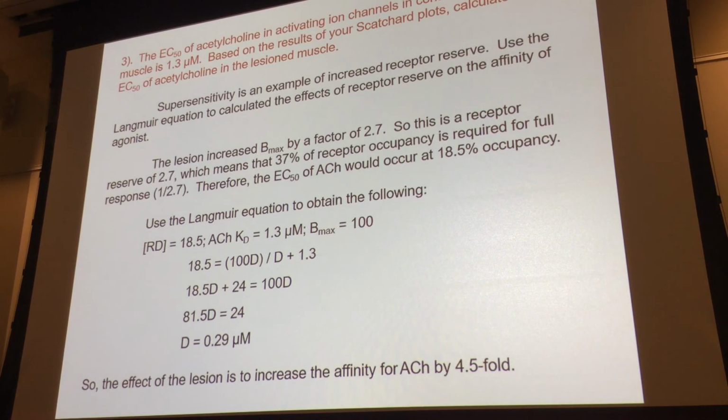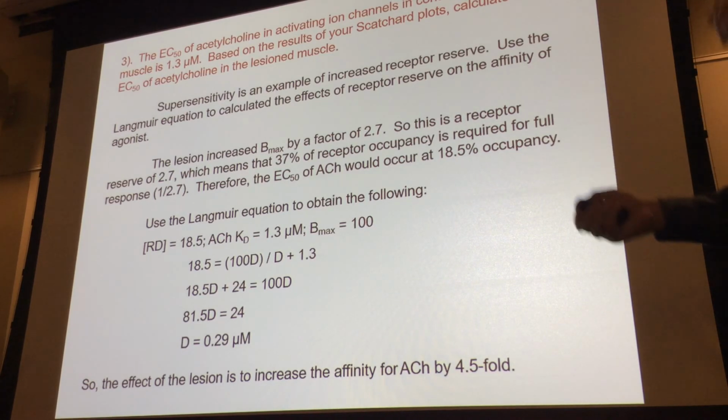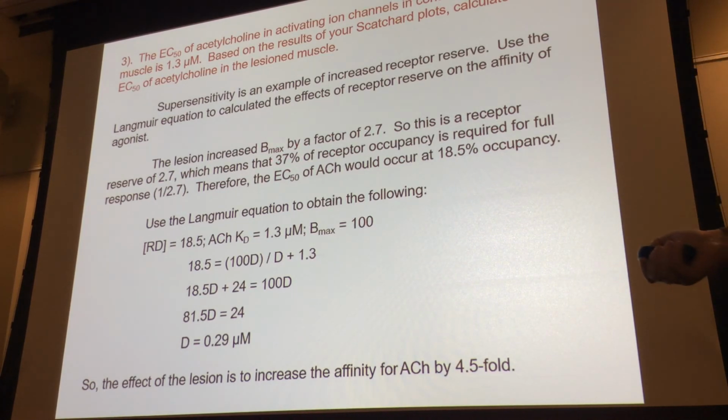Question? Where are you getting the 18.5? Okay, so once again, the receptor reserve is 2.7. So I calculate from the reciprocal of that 37% occupying the receptor would produce full response. And that goes back to what I said in class. Remember I said if we had a 10-fold excess of receptors, you only need 10% to get full response. So 100% response, you occupy 37%.